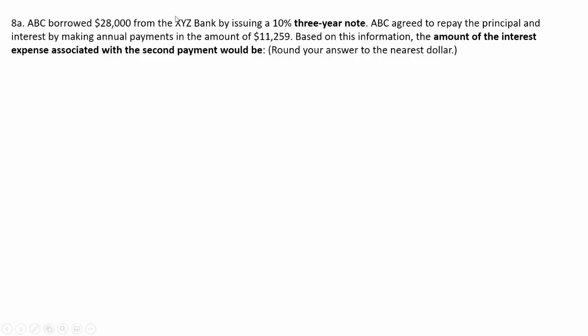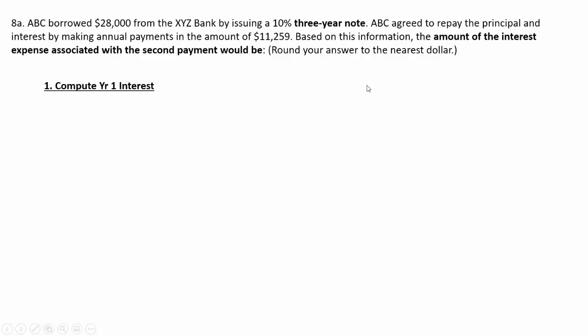Let's take a look at the next one. ABC Company borrowed $28,000 from XYZ Bank by issuing a 10% 3-year note. ABC agreed to repay the principal and interest by making annual payments in the amount of $11,259. Based on this information, the amount of interest expense associated with the second payment would be what?